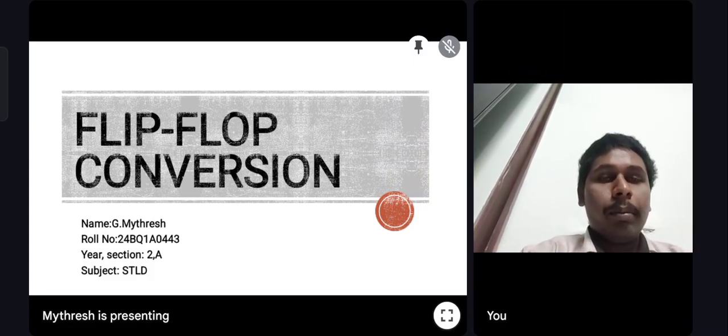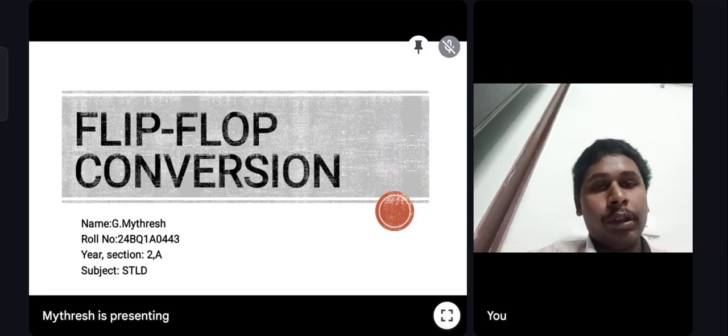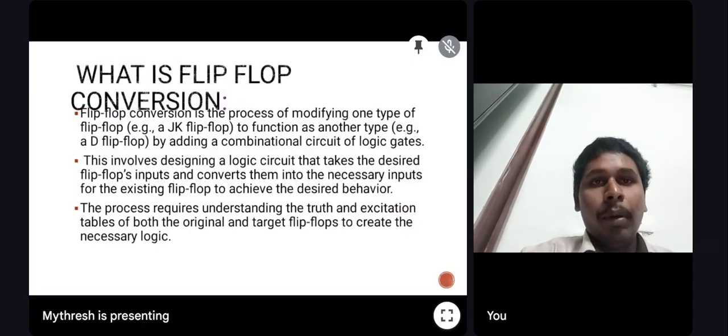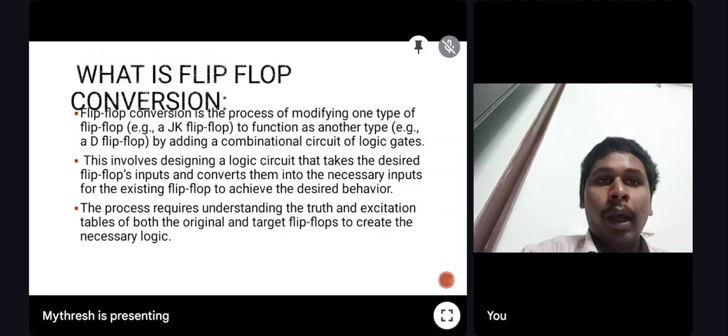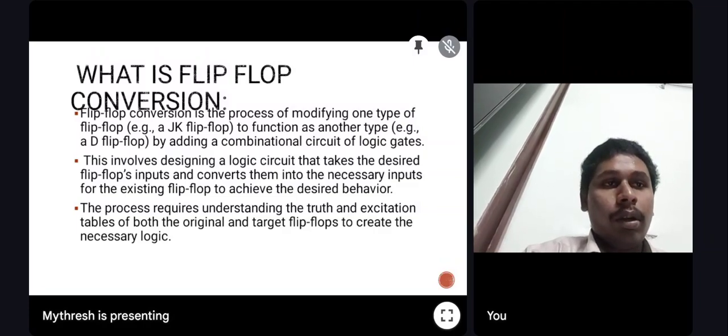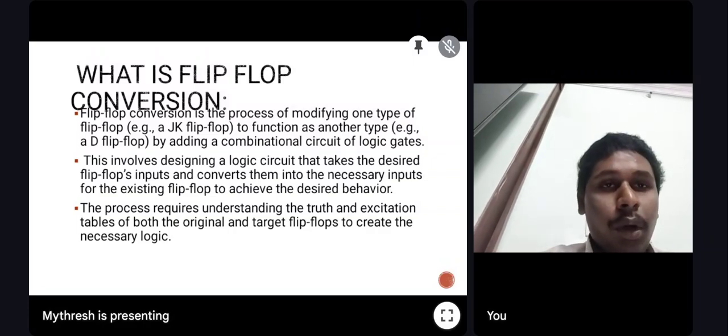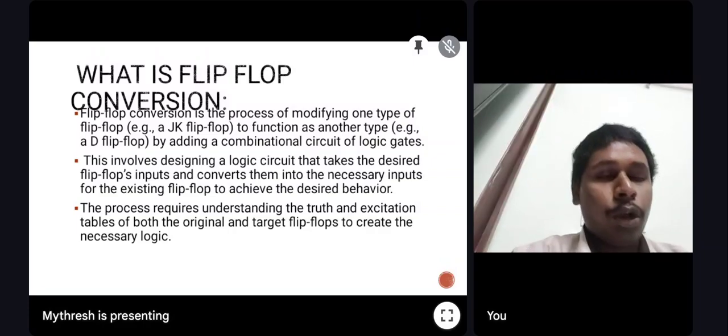I'm going to give a brief seminar about the topic flip-flop conversion. So let us see what is flip-flop conversion. Flip-flop conversion is the process of modifying one type of flip-flop to another type of flip-flop. Either it can be JK to SR flip-flop, or SR to JK, or D flip-flop to T flip-flop. Any flip-flop can be converted into another flip-flop, and the conversion requires the understanding of truth tables, excitation tables, and the original flip-flop and the target flip-flop to create the necessary logic.